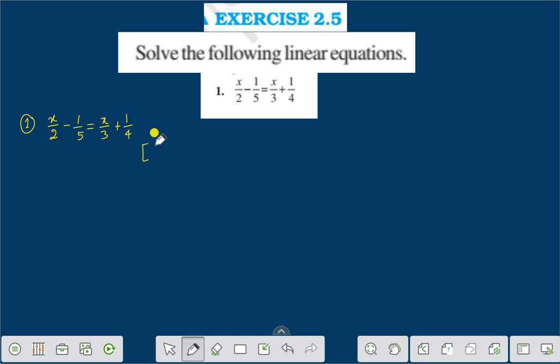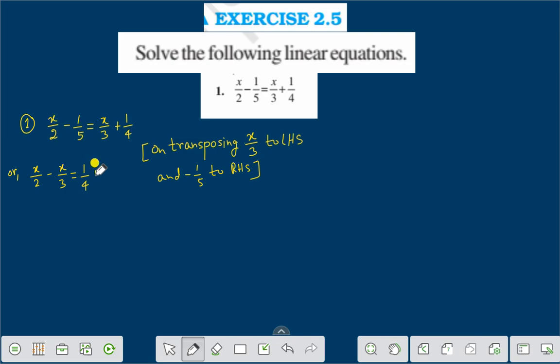On transposing x by 3 to the left hand side and minus 1 by 5 to the right hand side, we get x by 2 minus x by 3 is equal to 1 by 4 plus 1 by 5.